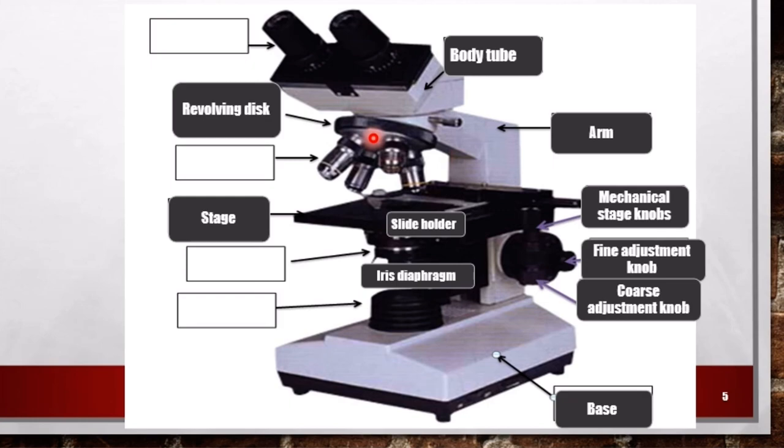Consists of 3 systems of lenses. Condenser lens, first condenser lens, which is located beneath the stage and condenses the light before it passes through the specimen to be more illuminated and brighter.